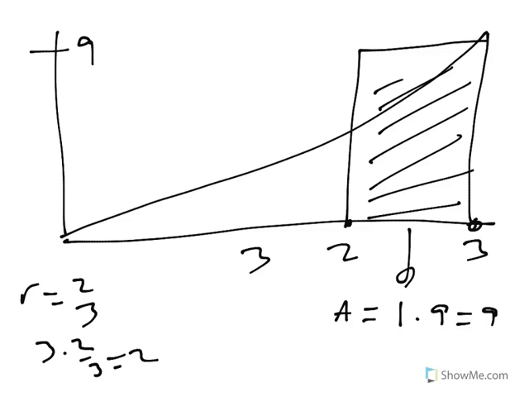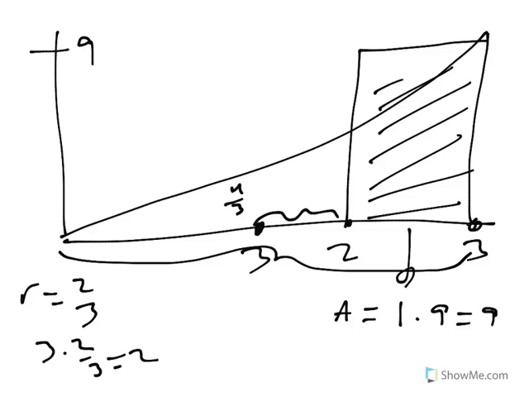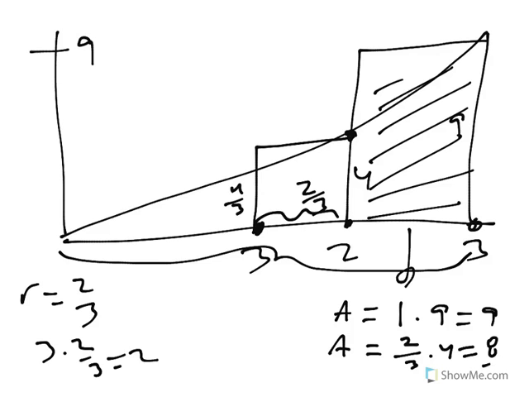Now 3 is the length of the whole line segment. Now, to get the next endpoint for the next rectangle, which is going to be skinnier, if you multiply 2 times 2/3, you're going to get 4/3 as the location of this point, which means the base is going to be 2 minus 4/3, which is just 2/3. Now the height's going to be 2 squared, because it's on this y equals x squared parabola. So the area of the second guy is going to be, the base is 2/3, the height is 4, it becomes 8/3.